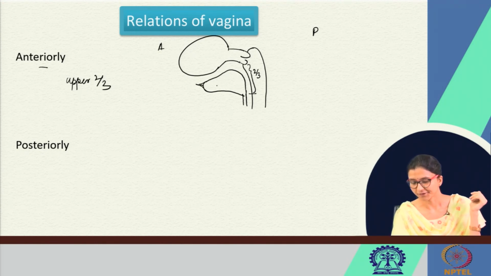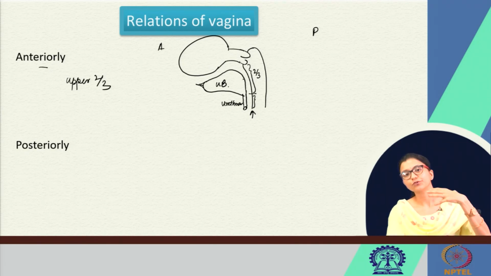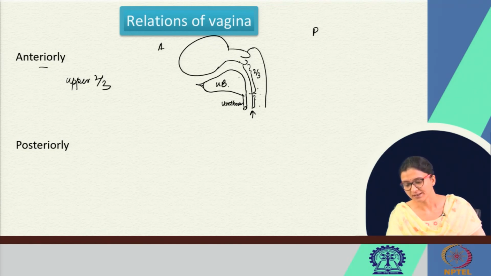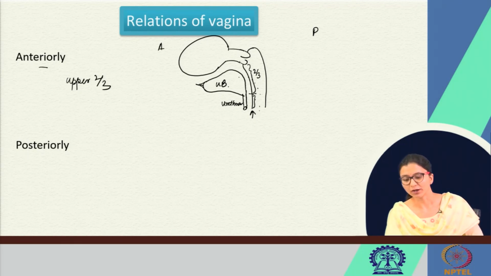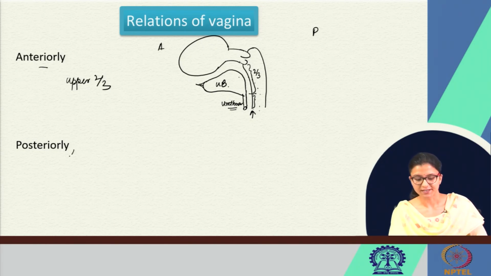This is the urinary bladder. So, upper two-third is related to the urinary bladder and lower one-third is related to the urethra. This is the anterior vaginal wall. So, during prolapse, when there is sagging down of the pelvic organs through the vaginal opening, if the anterior 2/3 sags down, then there is descent of the urinary bladder, or if the lower 1/3 sags down, then there is descent of urethra. The posterior vaginal wall, how is it related?